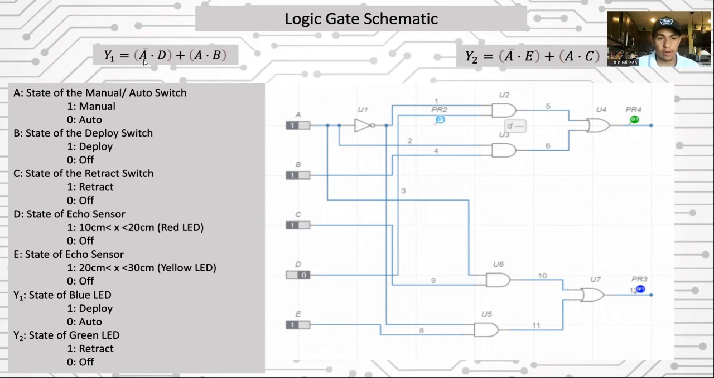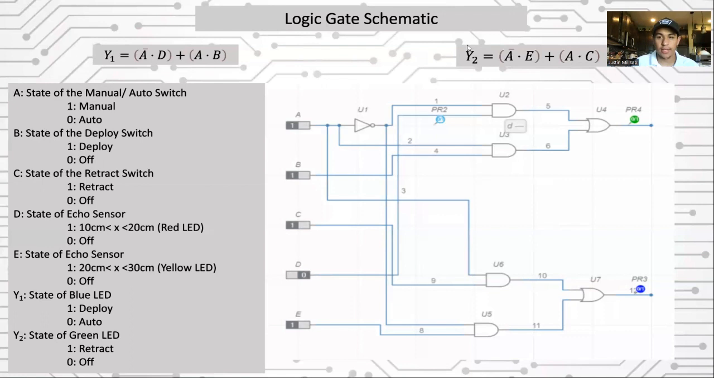So if we look right here at this Boolean expression, we have not A and D, or A and B. What this means is if it is in auto and it is in between 10 and 20 centimeters, this would be true. Or if it's in manual and we press the deploy switch, this will also be true.